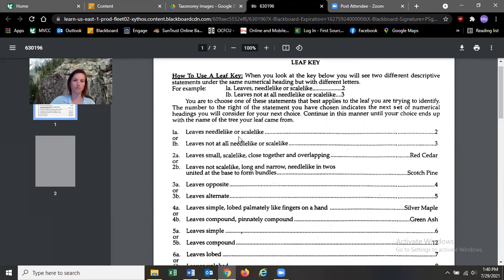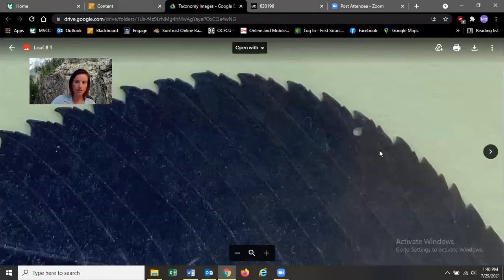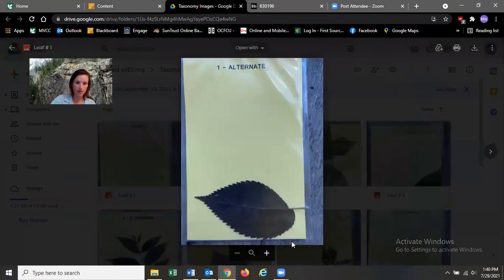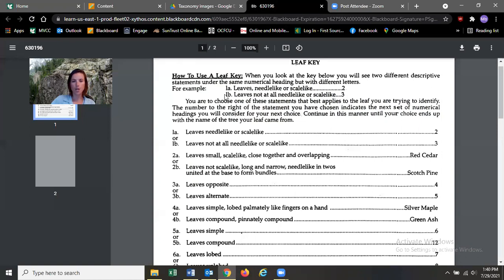Okay, so let's do our leaf. Let's look at it one more time. There's our leaf. It's alternate, it's simple. It's not lobed, and it has teeth. Here we go. So leaves, needle-like or scale-like? Not us, okay. Leaves, not at all needle-like or scale-like. That's us. Where do we go? We go to 3. We go to 3, okay. My leaves are opposite. What did it say? Did it say opposite or alternate? It said alternate, okay, so we're not opposite, we are alternate.